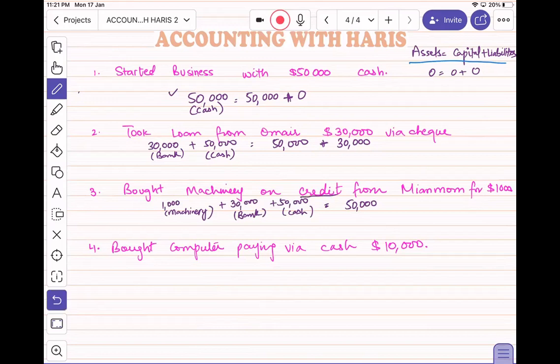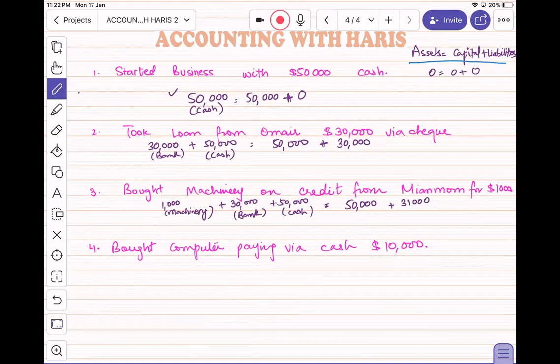Credit means we haven't paid the money, we have just promised Mia Mom that we're going to pay you $1,000 in the future. So this is also our liability. My liability previously was 30,000. If I buy machinery as well on credit for $1,000, my liabilities would increase by $1,000. So my liabilities would now be $31,000.